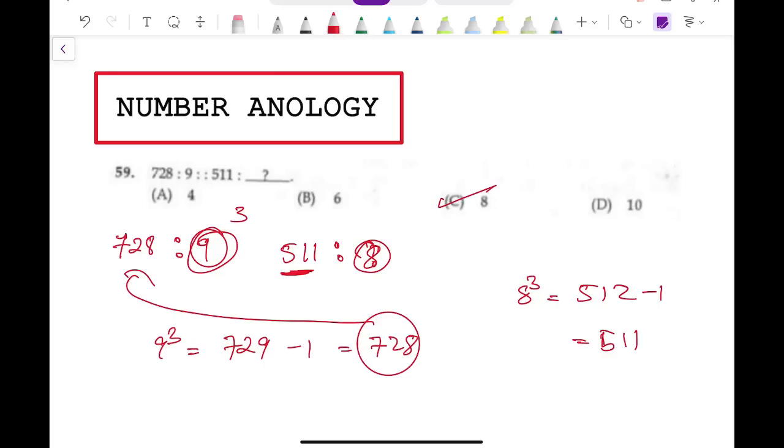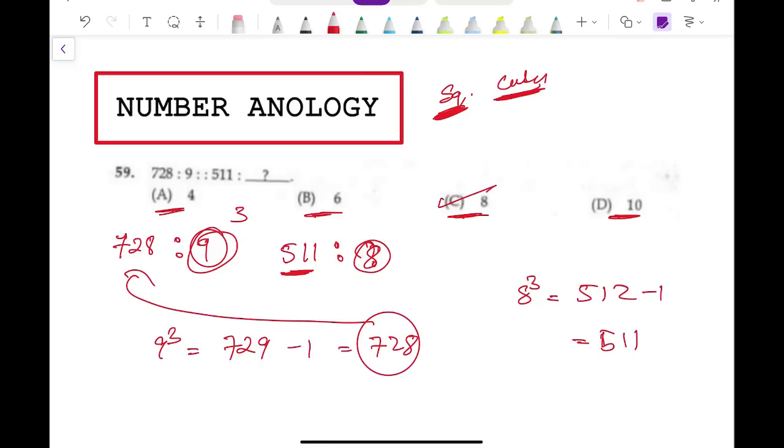So likewise you need to find the terms like that. But remember here, in number analogy, most of the time it will be square, it will be cube. Less chances that it will be given in terms of subtraction or addition. So you need to be thorough with squares and cubes. But even if you are not thorough, you look at the options and check.